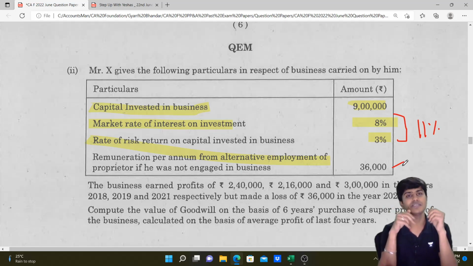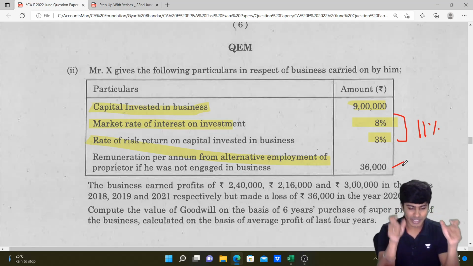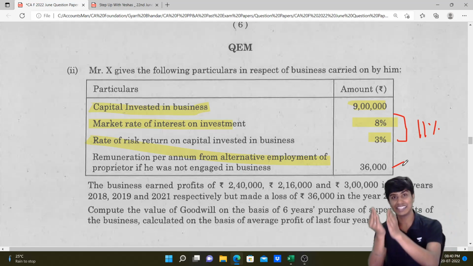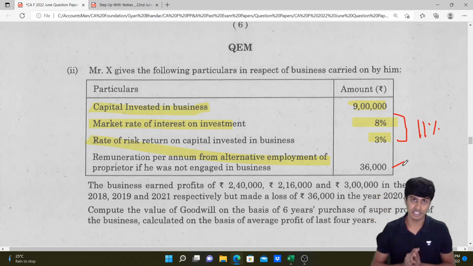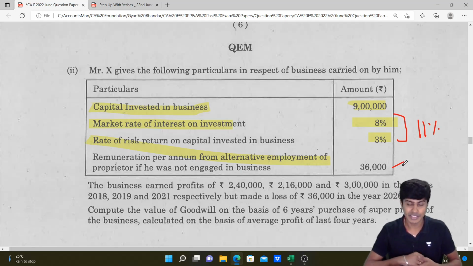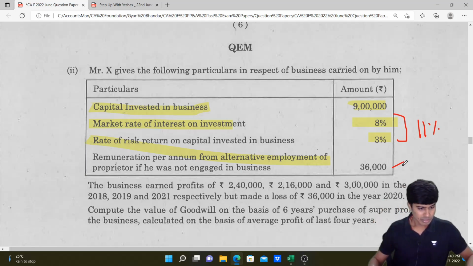There are two options. What I just mentioned is, you can deduct this 36,000 remuneration from each of the years first. Then take the adjusted profits and after that find the average. Or first find the average and then deduct that remuneration once for all. Do you get that? So that is the possibility. Now they have given profits for the previous years, 2 lakh 40.